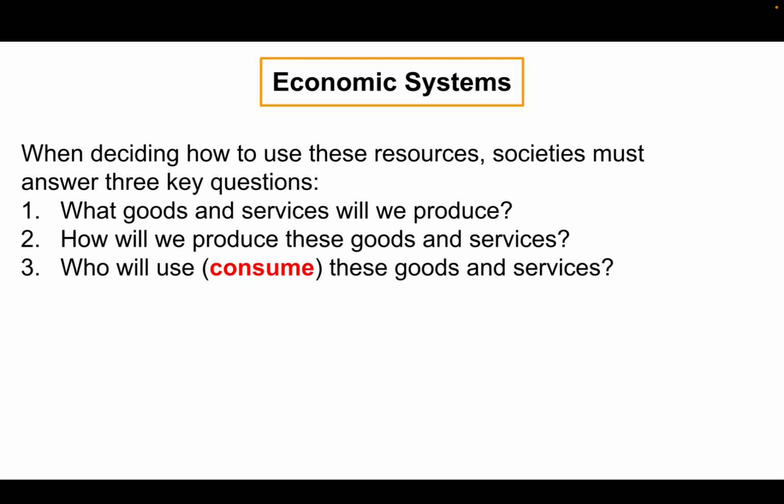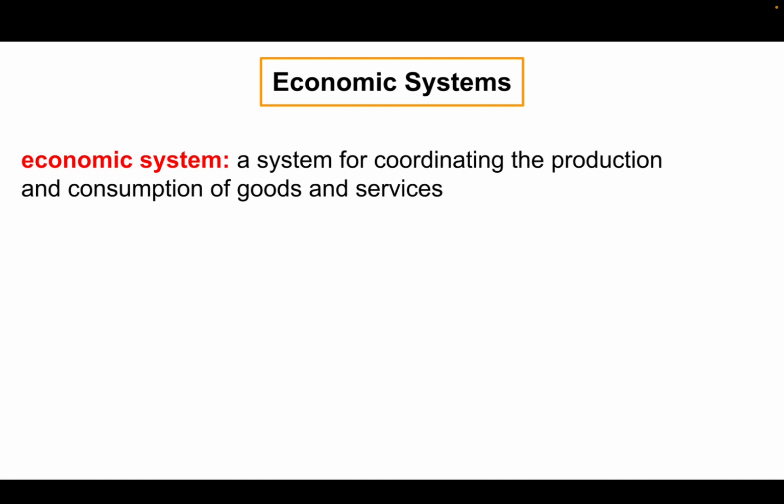Is it going to be by lottery? Is it going to be by who can afford it? Is the government going to get involved? The answers to these questions really determine the economic system. So let's go ahead and define economic system. It is a system for coordinating the production and consumption or use of goods and services, right? It is essentially the answer to scarcity. How is a society going to determine what to make, how to make it, and who gets those goods and services? That is an economic system.